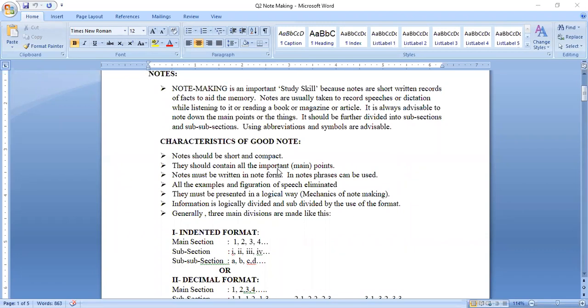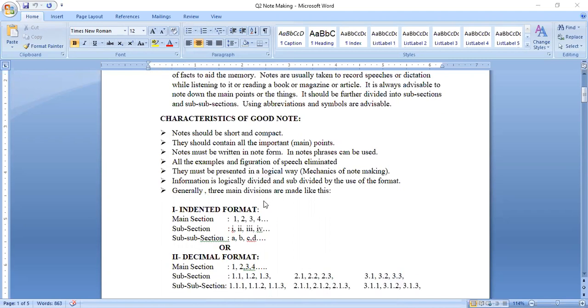Likewise, notes are usually taken to record speeches or dictation while listening to it, or reading a book or magazine or article. So it is always advisable to note down the main points. They should be further divided into subsections, and of course, using abbreviations and symbols is advisable in note making. Note making is like contraction. We make a long story short. That is known as note making. So we use abbreviations and symbols when we are making a long story short.